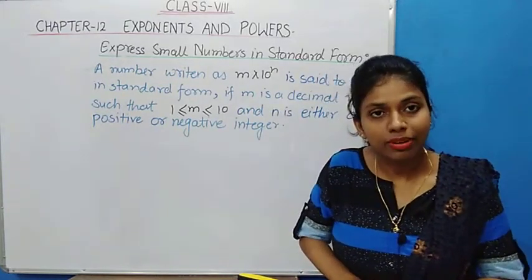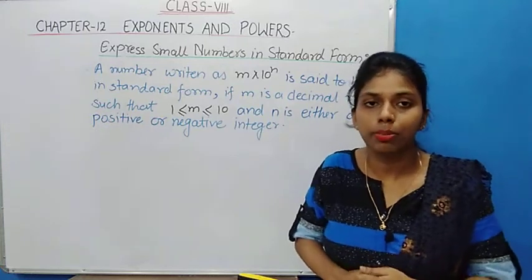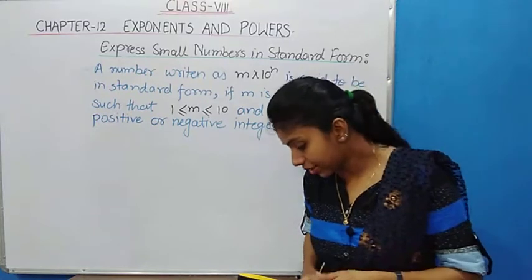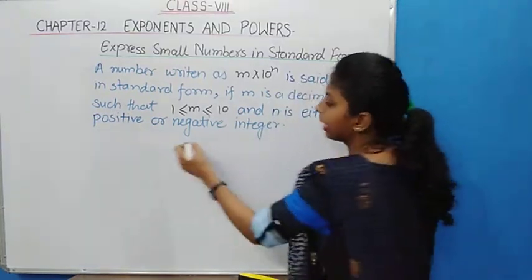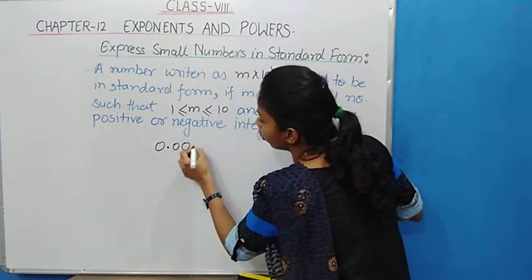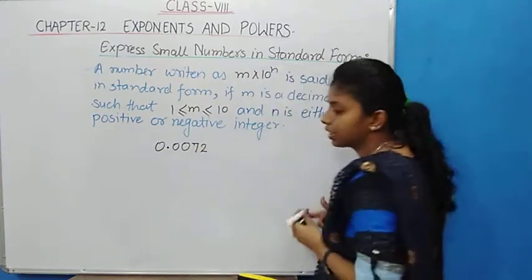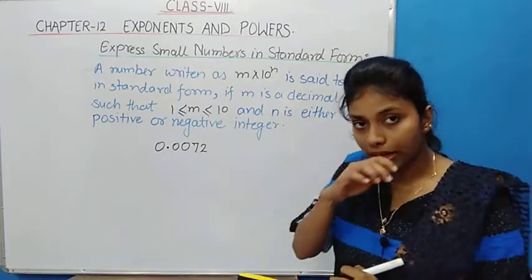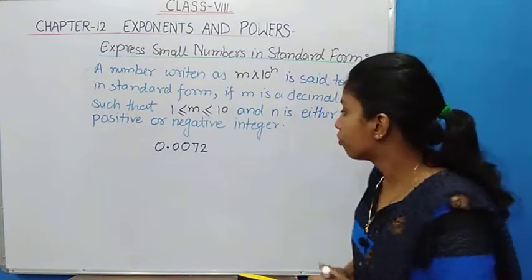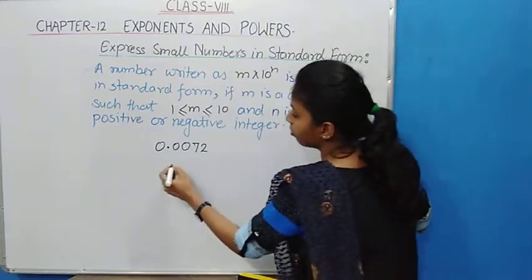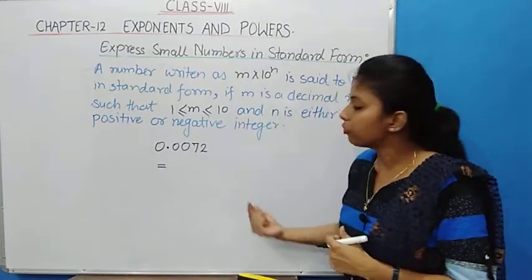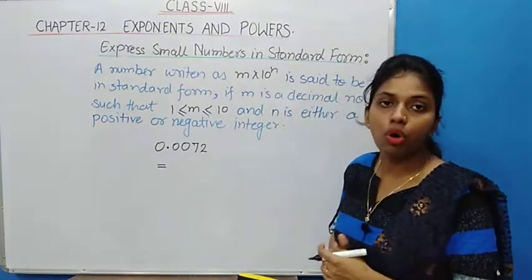So let's see with an example how we express a very small number in the form of standard form. Suppose I am taking a number like 0.0072. So this is a very small number. Let's represent this number in standard form. For representing this type of number in standard form, the first thing we are going to do is convert this decimal number into the form of fraction.